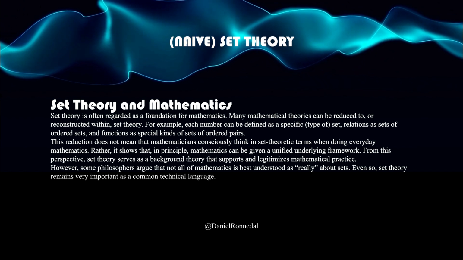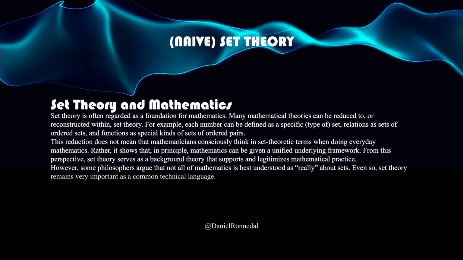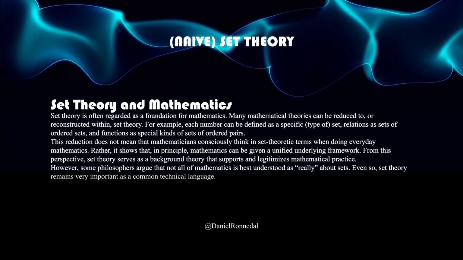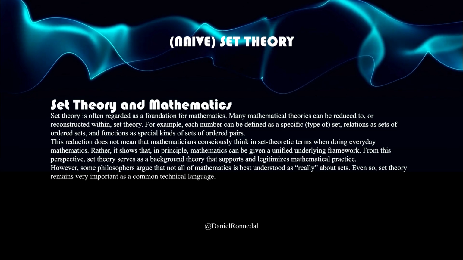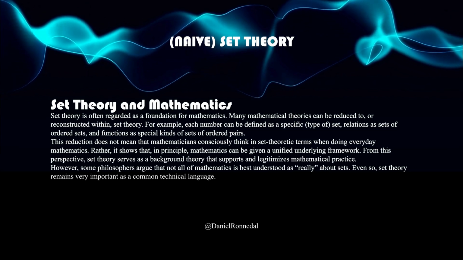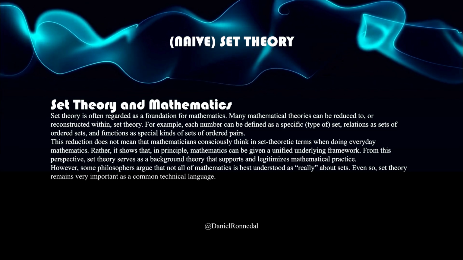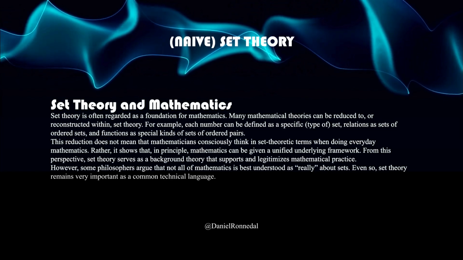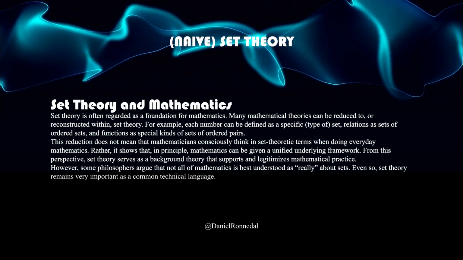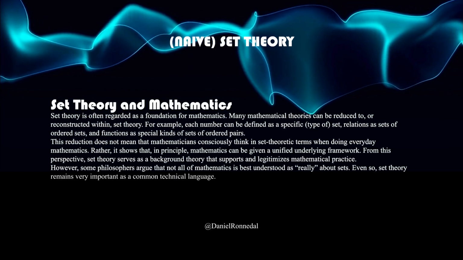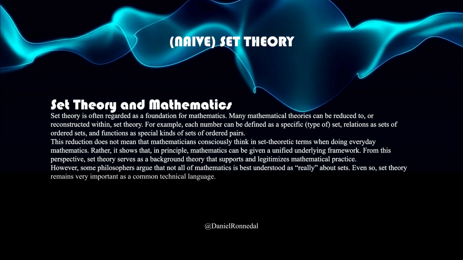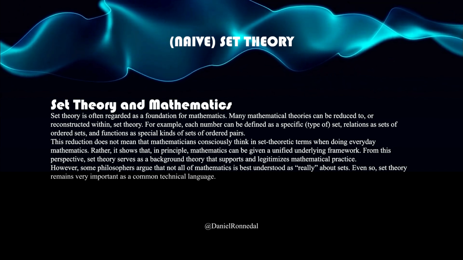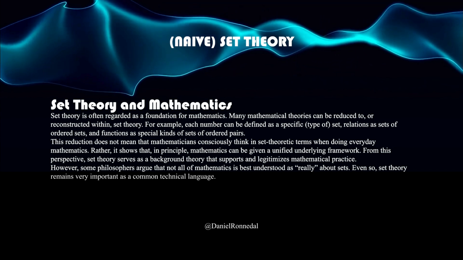For example, each number can be defined as a specific type of set, relations as sets of ordered pairs, and functions as special kinds of sets of ordered pairs. This reduction does not mean that mathematicians consciously think in set theoretic terms when doing everyday mathematics. Rather, it shows that, in principle, mathematics can be given a unified underlying framework. From this perspective, set theory serves as a background theory that supports and legitimizes mathematical practice.